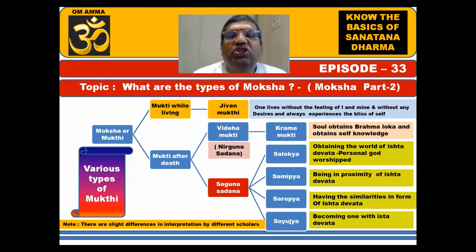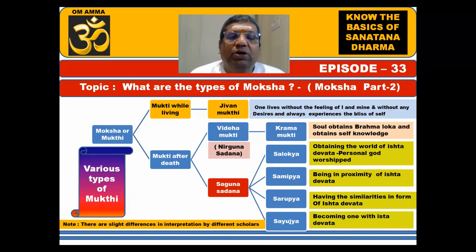Mukti while living means Jivan Mukti. One lives without the feeling of I and mine, without any desires, and always experiences the bliss of the self. That is called Jivan Mukti. We will go in detail in the next episode, dear friends. After that, Mukti after death, we have Videha Mukti, that is also what Nirguna Sadhaks say. After death, if they become liberated, they will get the Krama Mukti, meaning they go to the Brahma Loka and obtain the self-knowledge there. That's what they call Krama Mukti, which the Nirguna Sadhaks talk about.